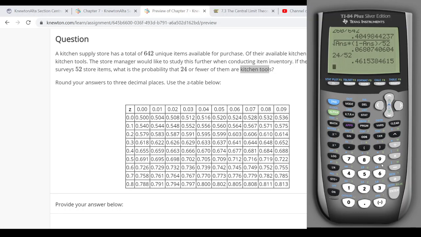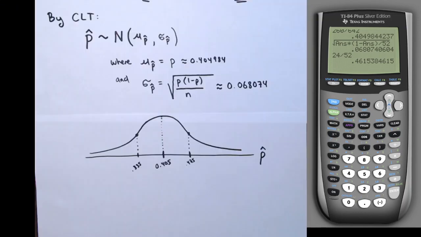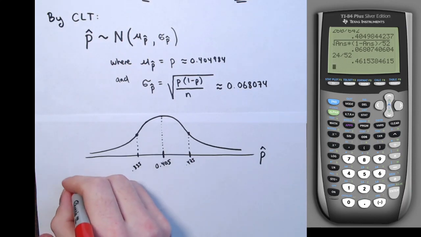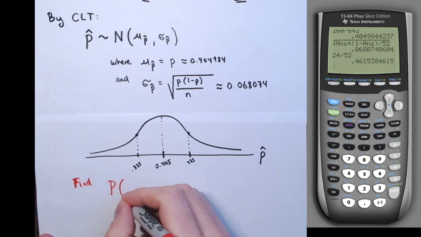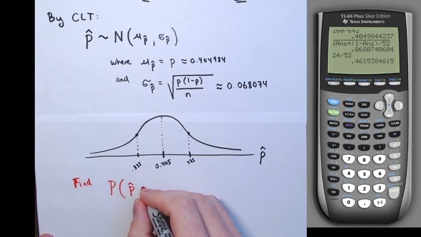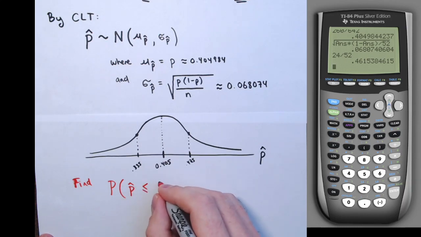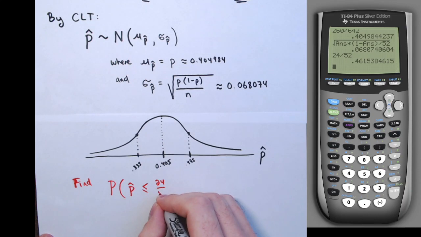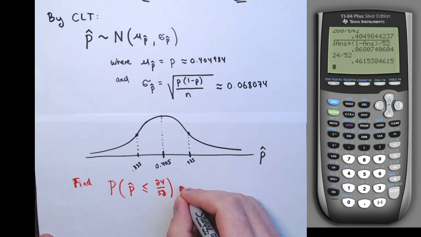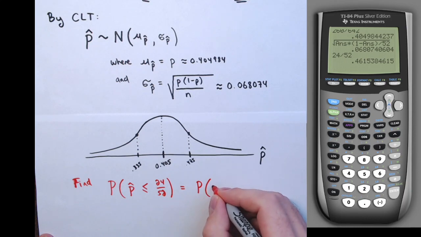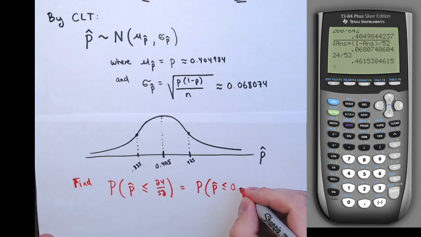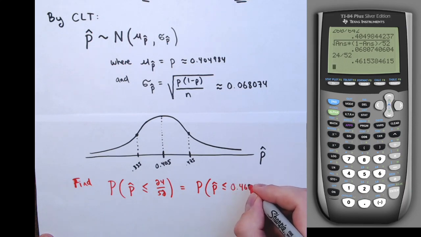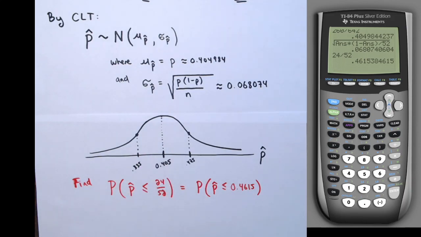0.4615. So what we're trying to figure out, going back to my picture, is we're trying to find this probability. We're trying to find the probability that my sample proportion is 24 or fewer, so less than or equal to 24 out of 52. Or in other words, the probability that p hat is less than or equal to, now 24 out of 52 we just saw is approximately 0.4615. So on my picture here, that would be this area.